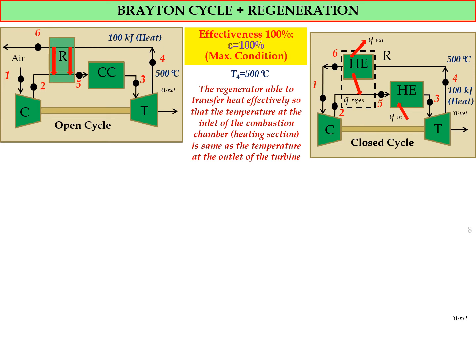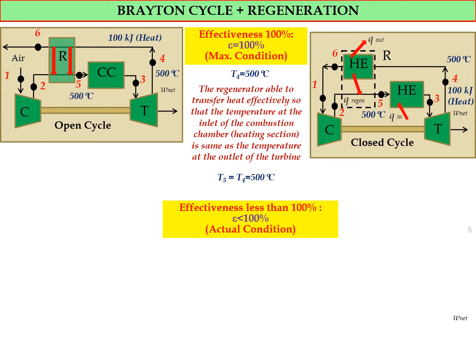The regenerator is able to transfer heat effectively so that the temperature at the inlet of the combustion chamber heating section is the same as the temperature at the outlet of the turbine. So this is what is meant by 100% effectiveness, meaning that the temperature at state 5 will be 500 degrees Celsius, and the 100 kilojoule can be transferred 100% to the preheating from state 2 to state 5.